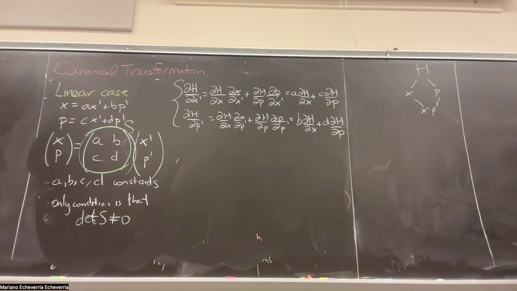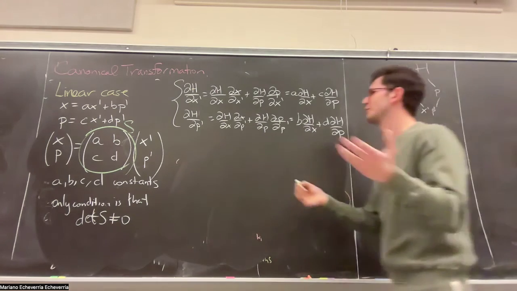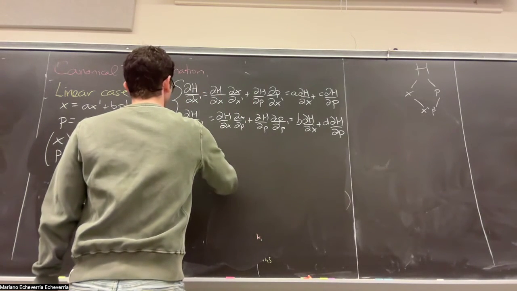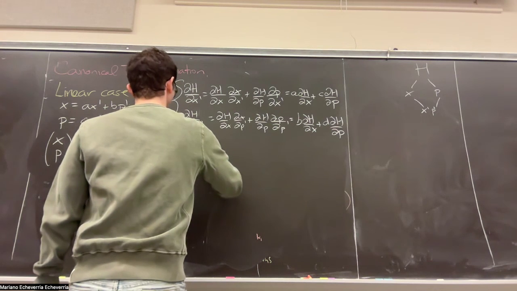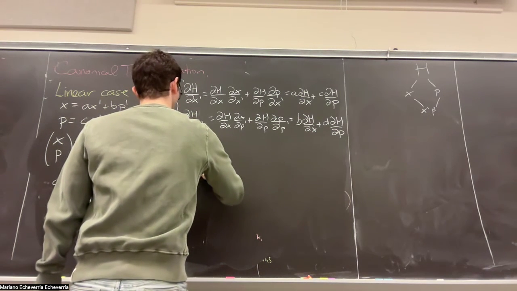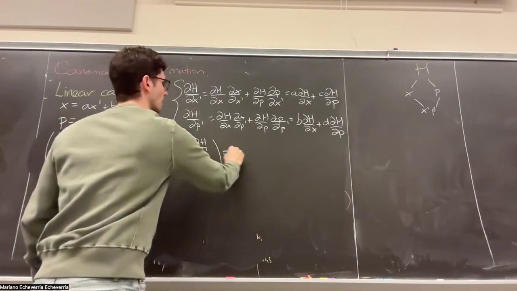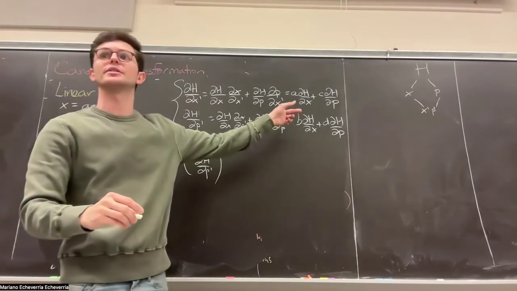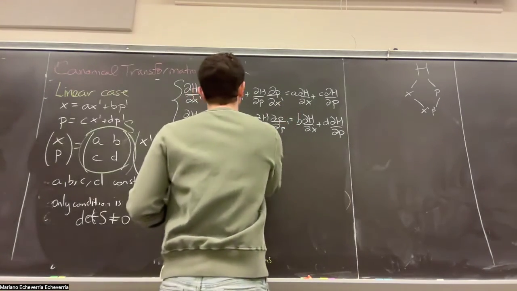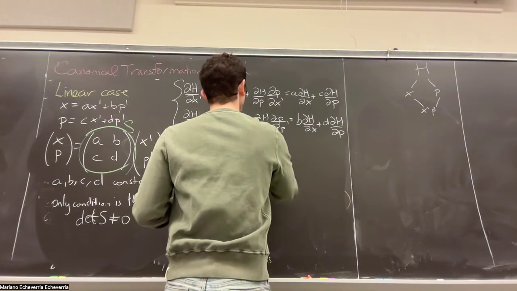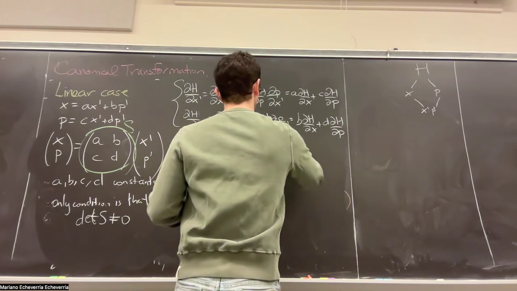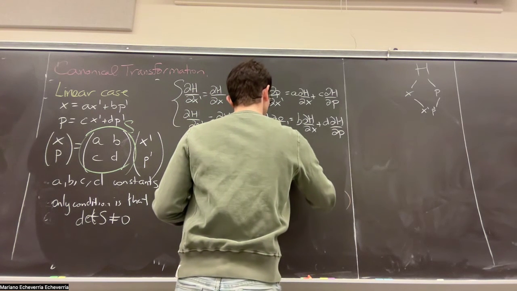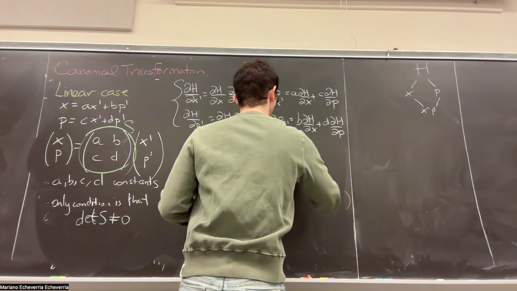Again, it's always better to write it in matrix notation, which is convenient anytime. It transforms with the transpose of the matrix, so this is S transpose. So it's the matrix (a, c; b, d) times the derivative of H with respect to x and the derivative of H with respect to p.